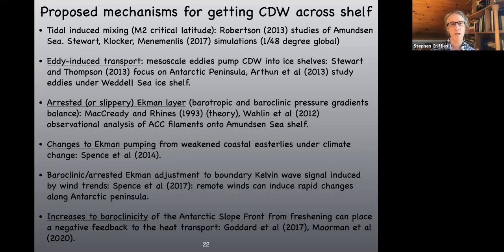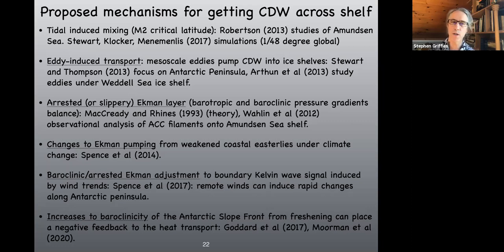There's lots of role for tides, some people think, and these are some studies that go back to Robertson, 2013, and Stewart, Klocker, and Menemenlis, 2017, who've done some work on simulations in a very, very high resolution model that's like 1 kilometer resolution, but it's only been run for a year. So there are lots of limitations in the ability of that model to do some processes, but nonetheless, they have tides and they show some role for tides in moving warm water back and forth across the shelf.